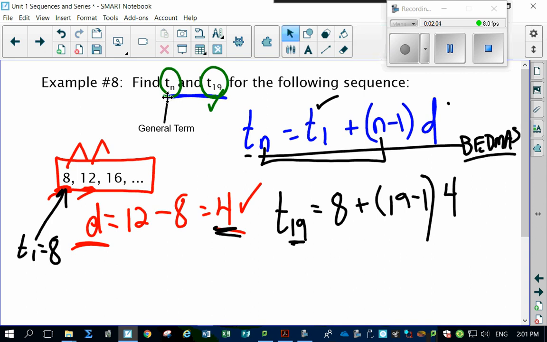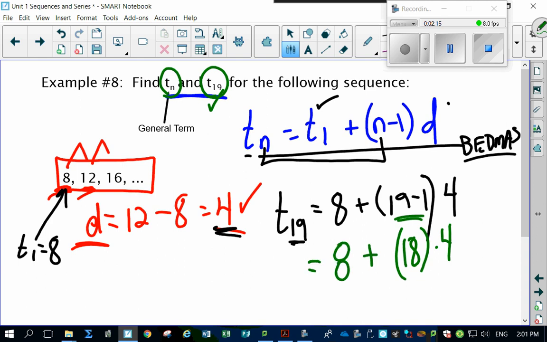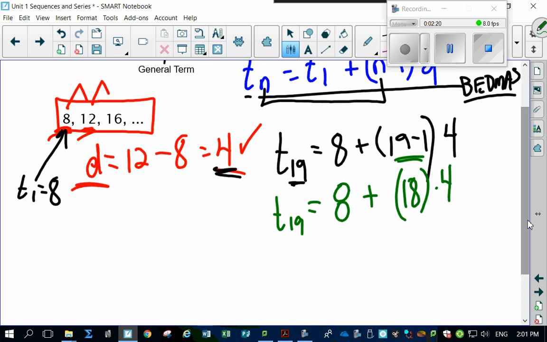Okay, so BEDMAS tells us, brackets first. So 19 minus 1 is 18. That's going to be multiplied times 4, and I'm going to add 8 to that. That's going to give me my 19th term. Okay, so let's keep on going. 18 times 4. Well, wait a second. 2 times 18 is 36. Double is 72. So that's got to be 72 plus 8. Okay, add that together. My 19th term is going to be 80.